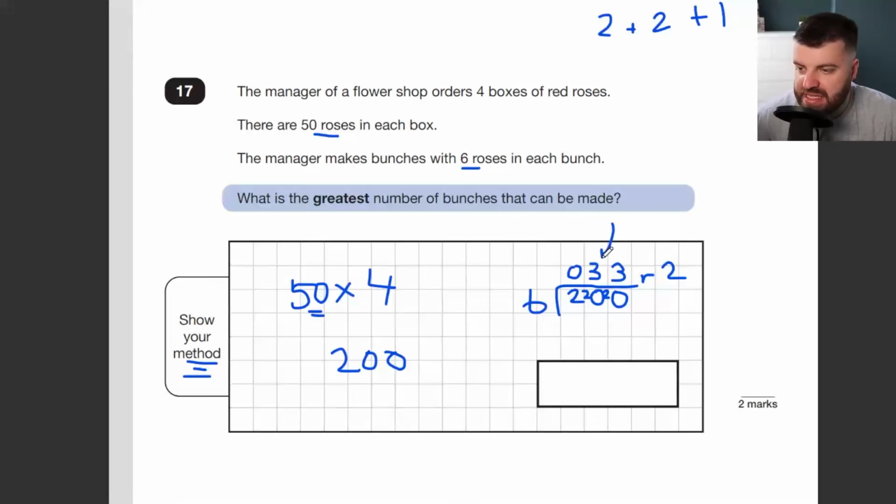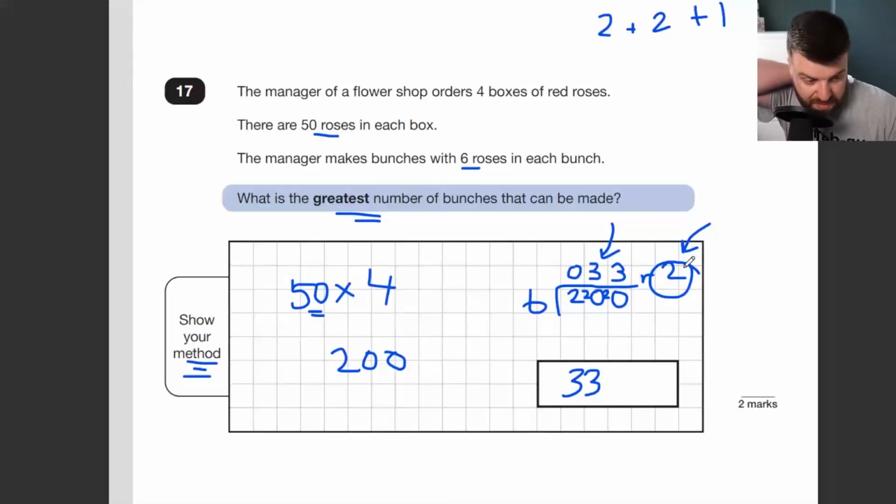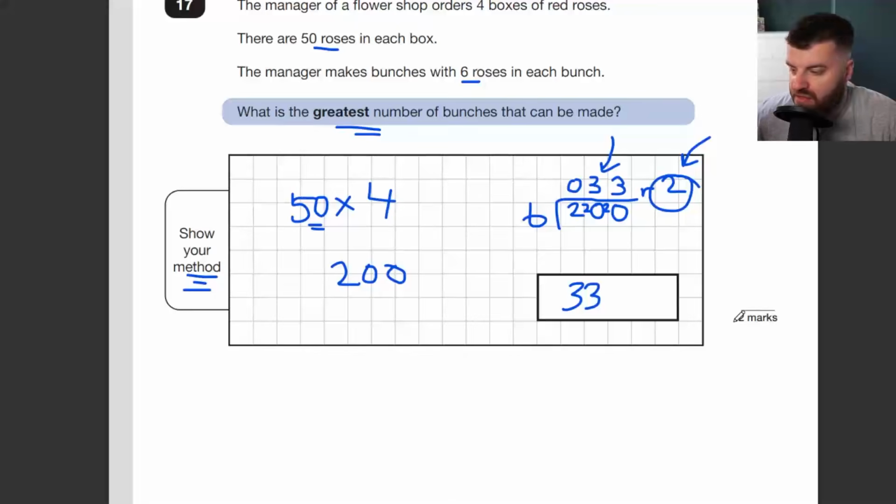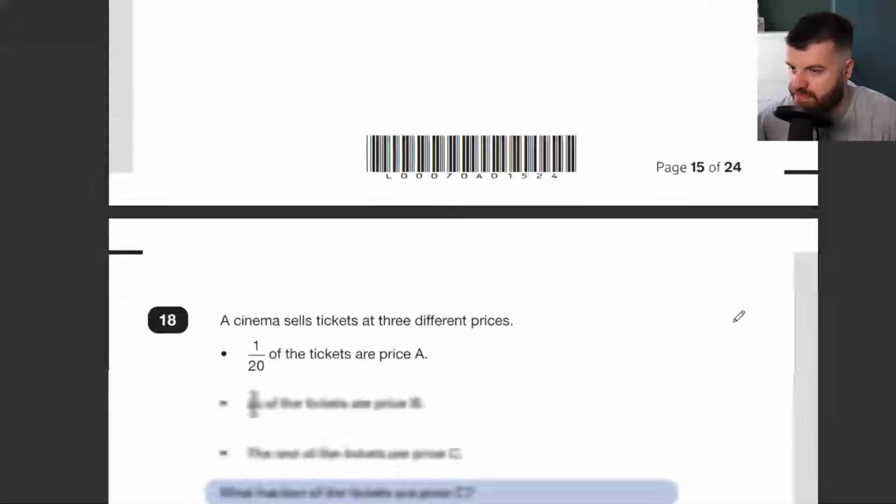So this number here tells us how many bunches we can make. And this number here tells us how many roses will be left over at the end. So the greatest number of bunches he can make is 33. That would use 198 roses. We don't have enough left over. We only have 2 for the next bunch. So he can make, or she can make, 33 bunches.